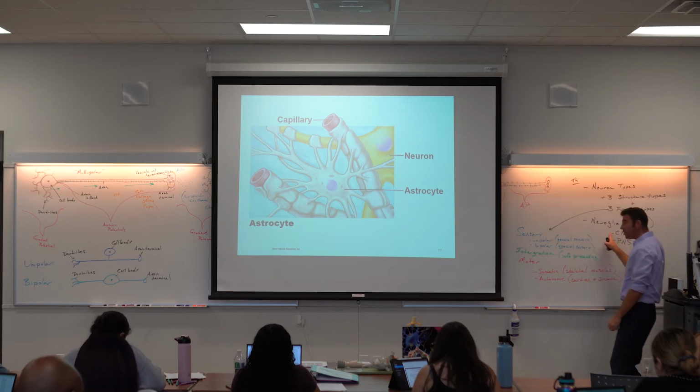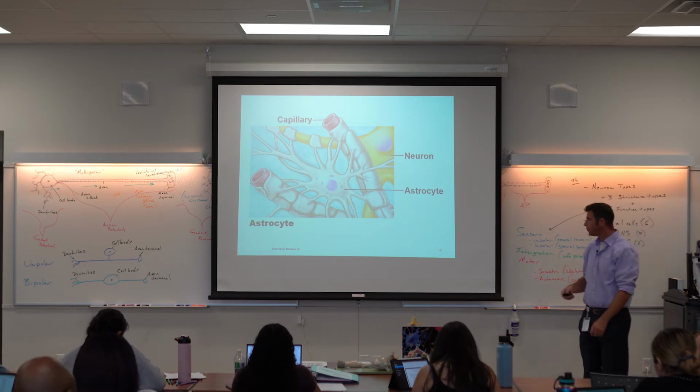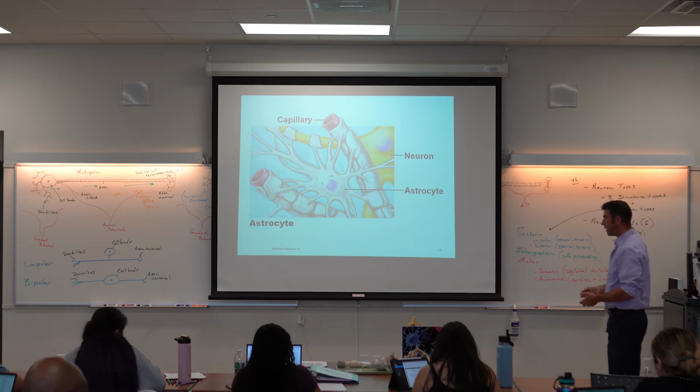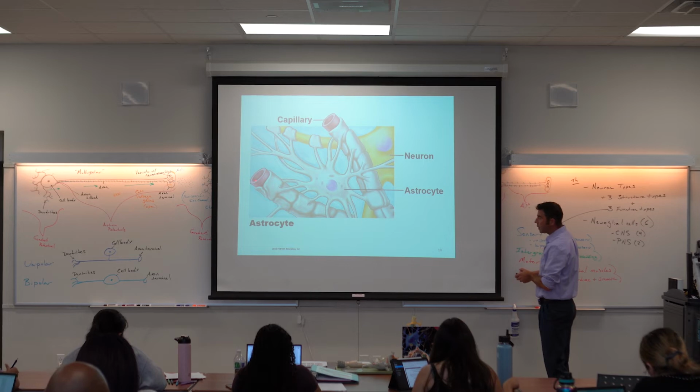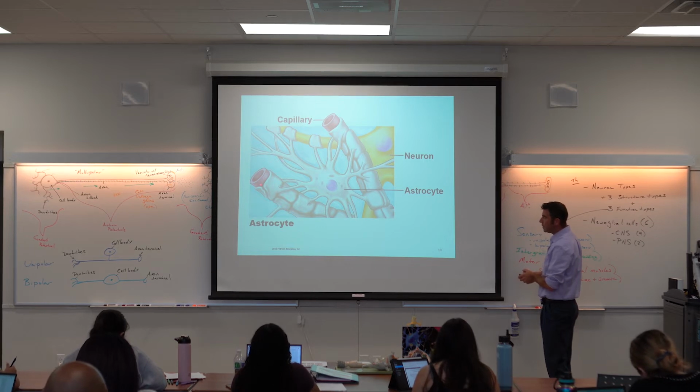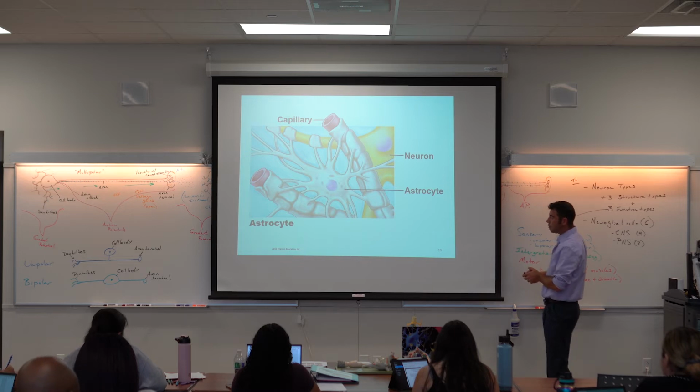There's another cell that does actually wrap around neurons. It's an oligodendrocyte. We're about to see that. But astrocytes, again, you can really see them forming that enclosure around the capillary beds and then really just reaching out to give these neuron processes their support.